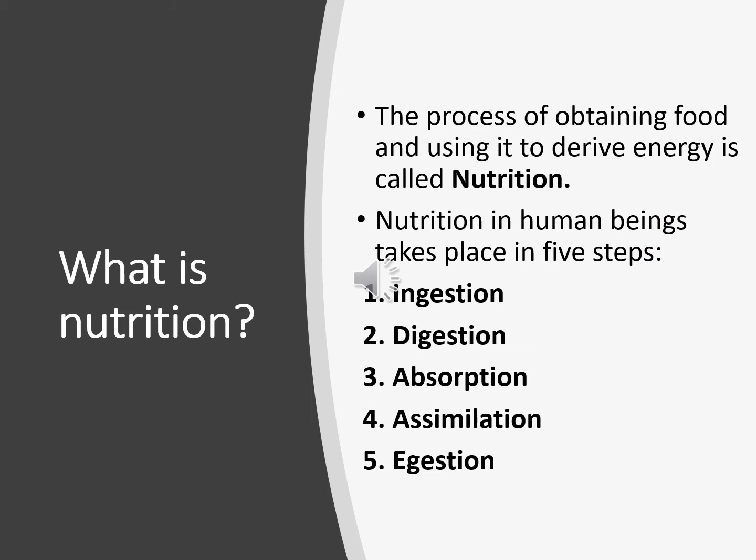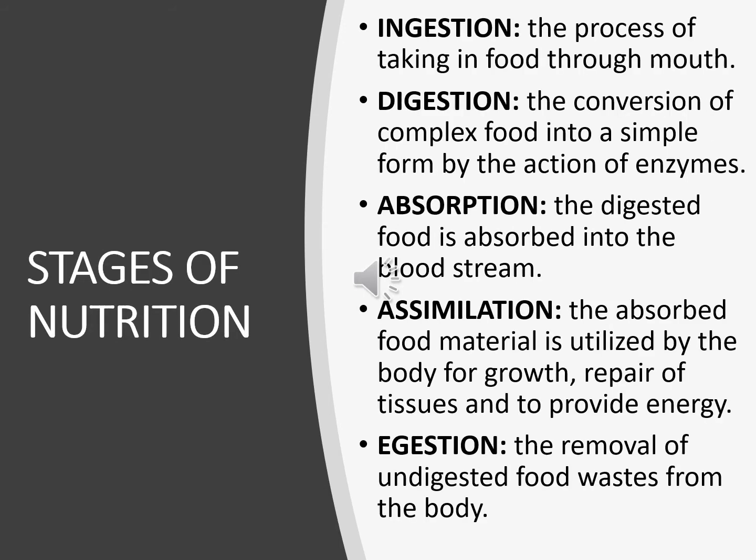What is nutrition? The process of obtaining food and using it to derive energy is called nutrition. Nutrition in human beings takes place in 5 steps: ingestion, digestion, absorption, assimilation, and egestion. Now, let's elaborate on the different stages of nutrition. The first one is ingestion. The process of taking in food through the mouth is known as ingestion.